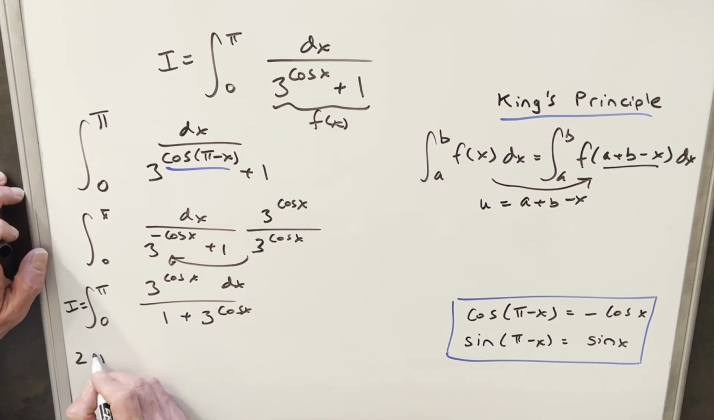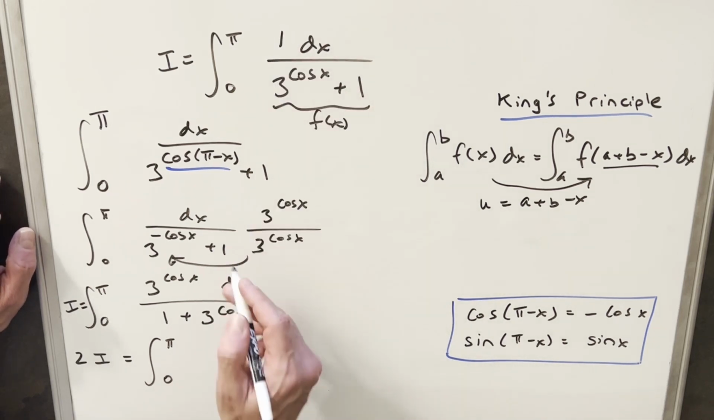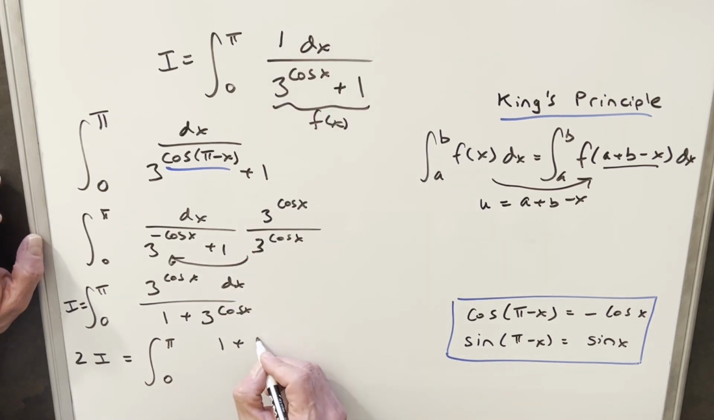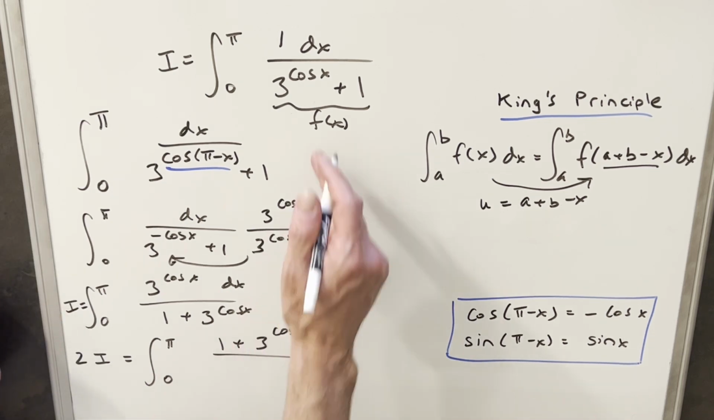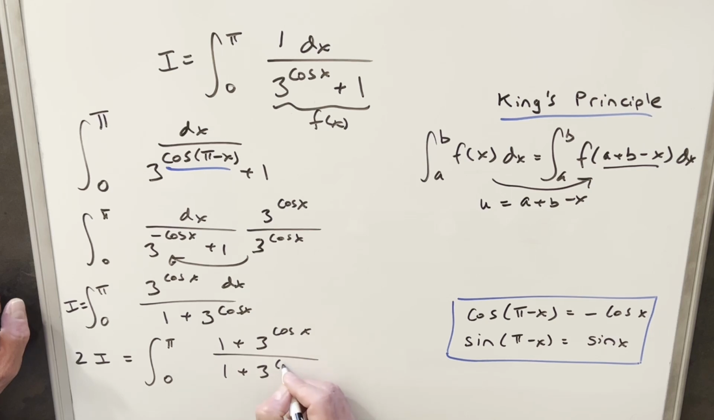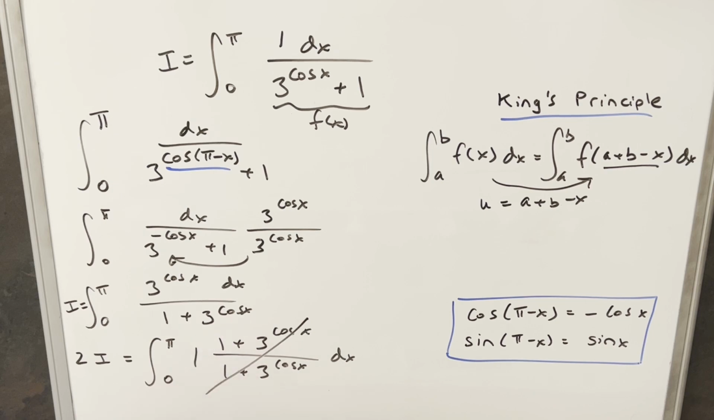So when we put these two together for 2I, let's see what we get. This is going to be just a 1 here. So when I add the numerators, we're going to get 1 plus 3 to the cosine x. And then our denominator, the same for both, is going to be 1 plus 3 to the cosine x. And that's why it works so nice, because then this whole integral just becomes 1. We integrate that. Integrating 1, we get x, evaluated from 0 to pi, but that's just going to be pi. But remember that we get 2 copies of the integral, so I need to divide by 2 here, and then we get our final solution, just pi over 2.